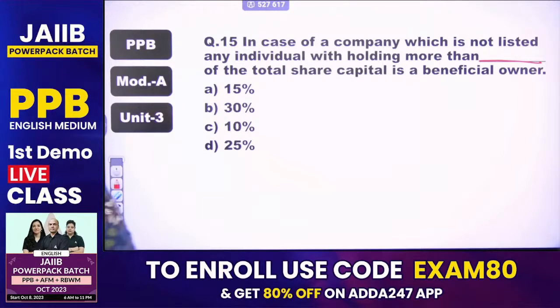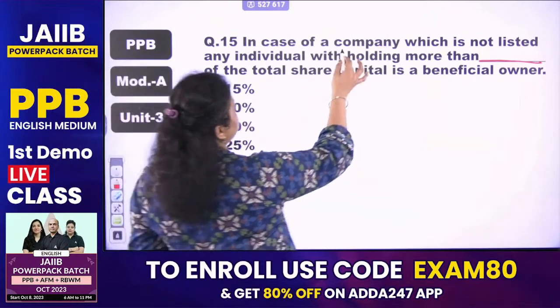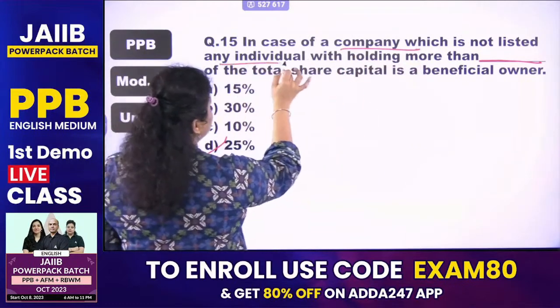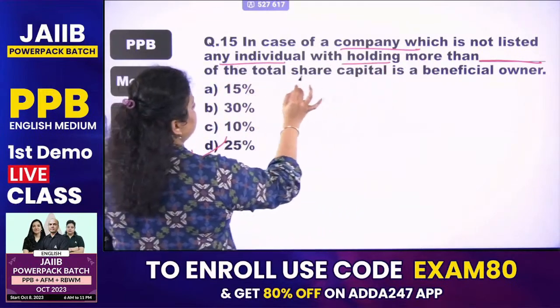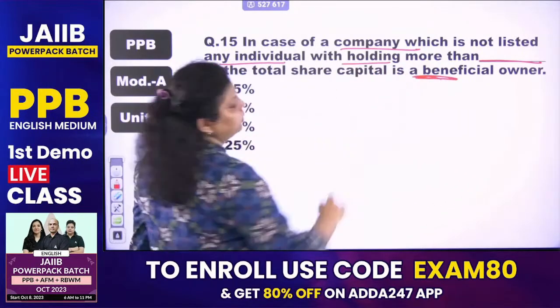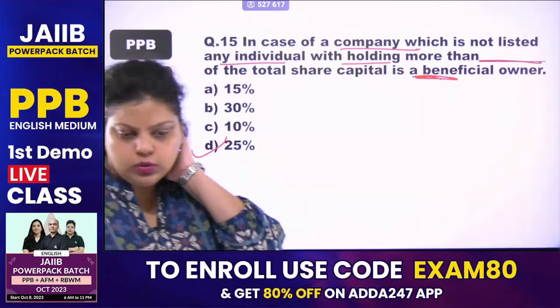Very good. So the right answer is 25%. In case of a company which is not listed, any individual holding more than 25% of the total share capital is a beneficial owner. What is a beneficial owner?